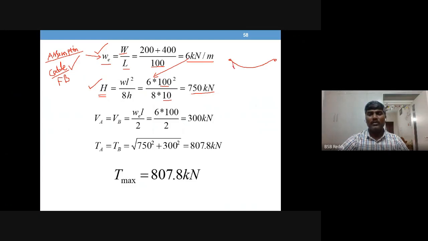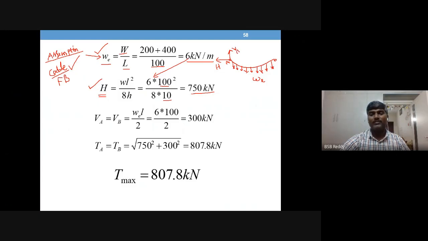All these stiffeners are nothing but suspenders. The load coming from the suspenders onto the cable is in fact Q naught, whereas in case of two hinged stiffening girder, it is W suffix E. Once you know this value, W by L, you can calculate all these reactions. HA equal to HB, that's why I'm just taking this as H.